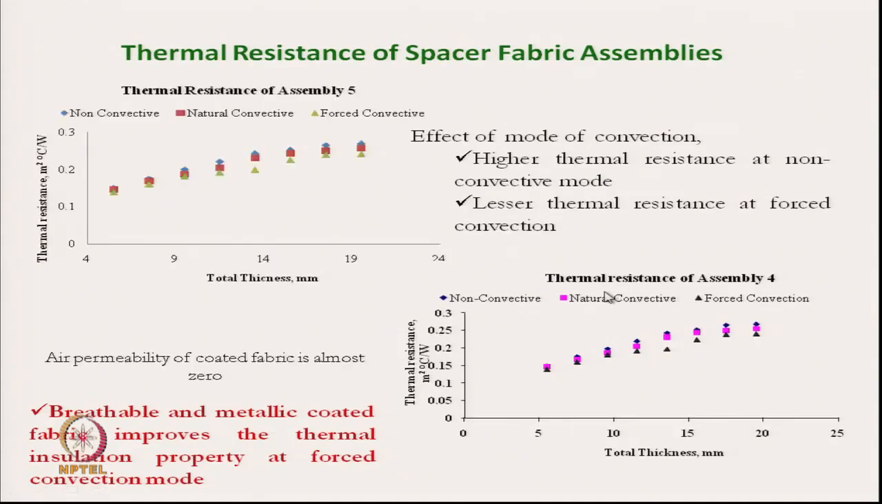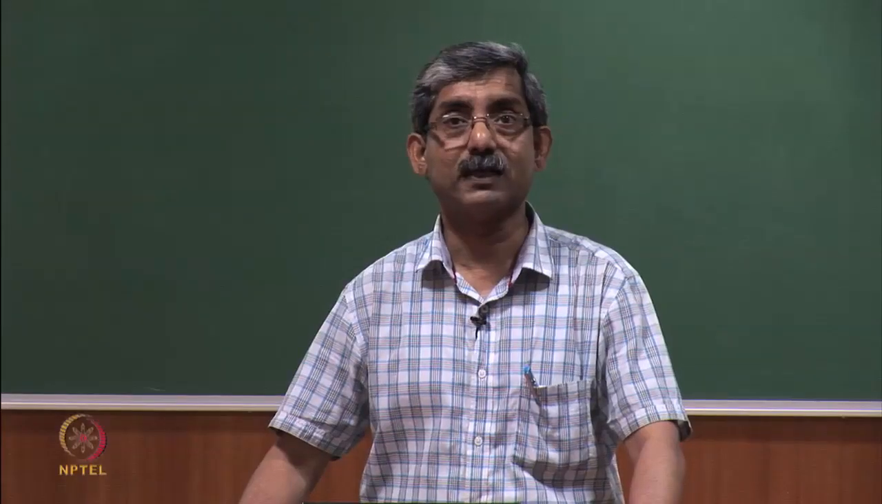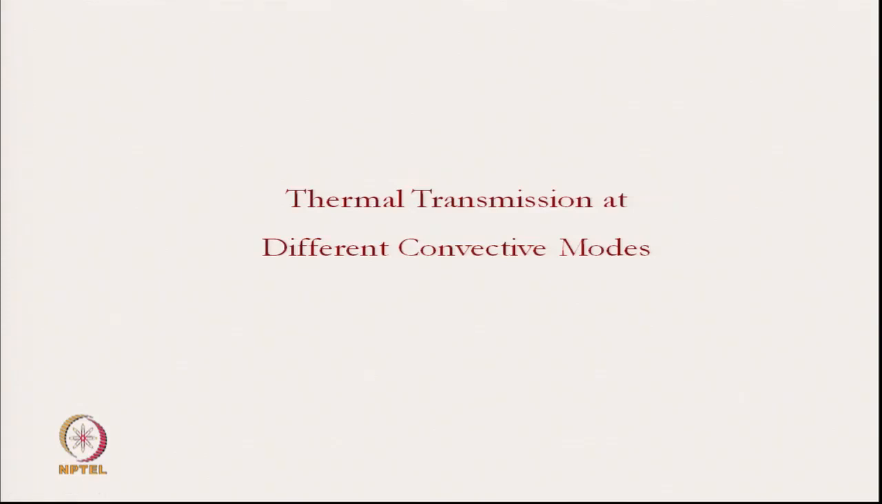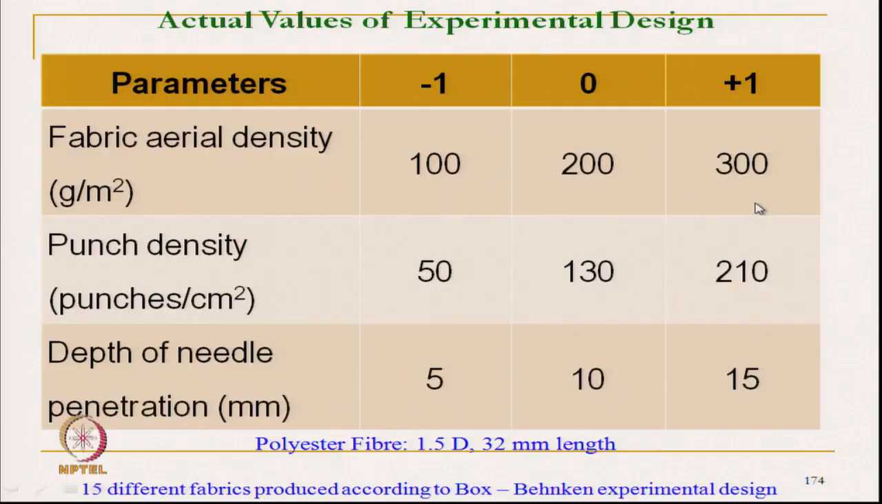So, this we have seen, and when we use a fabric with a coated structure or laminated outer layer, like fabrics 4 and 5, the thermal insulation difference between the non-convective and forced convective mode is least. Also, in this study we have observed that keeping the same fabric layer, as we change the thickness of the air layer, the thermal insulation of the fabric assembly increases. Now we will discuss a few other characteristics which affect the thermal transmission characteristics of the fabric. Different process parameters have been studied here.